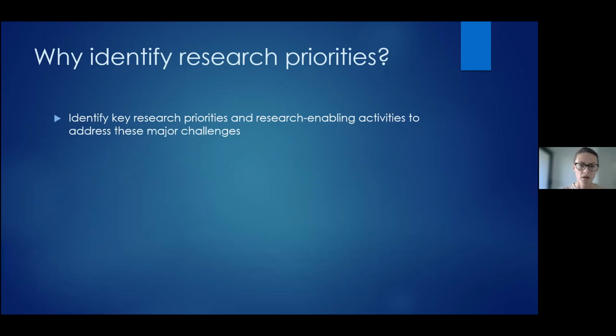So one of the goals of this work was to identify key research priorities and research enabling activities to address these major challenges. And I'll probably switch between talking about research activities or research priorities, and it will become clear a little bit later why that's the case. But here we're talking about research enabling activities as things that are not directly actual research questions, but things that make research easier or facilitate research.